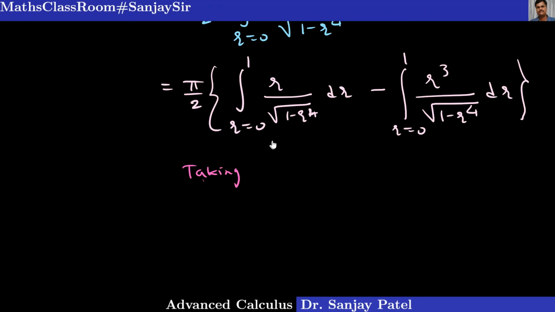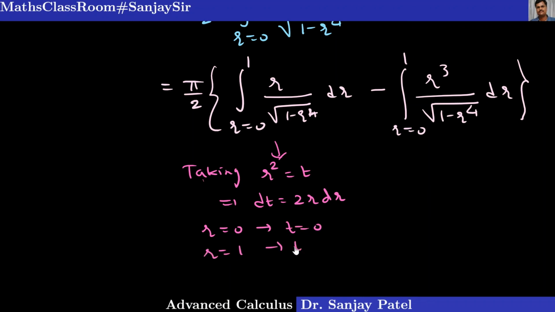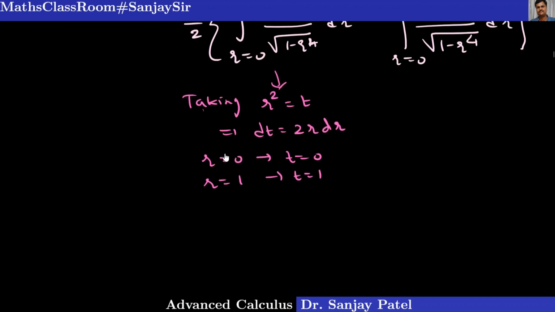Taking r raised to 4 is equal to t, sorry, it is not r raised to 4 is equal to t. I want to take only r square is equal to t. Taking r square is equal to t, I will get dt is equal to 2r dr. Also, the limits will change now. When r is equal to 0, we have t is equal to 0. And when r is equal to 1, we have t is equal to 1. These limits of integration must be changed in the definite integral whenever you take any substitution.